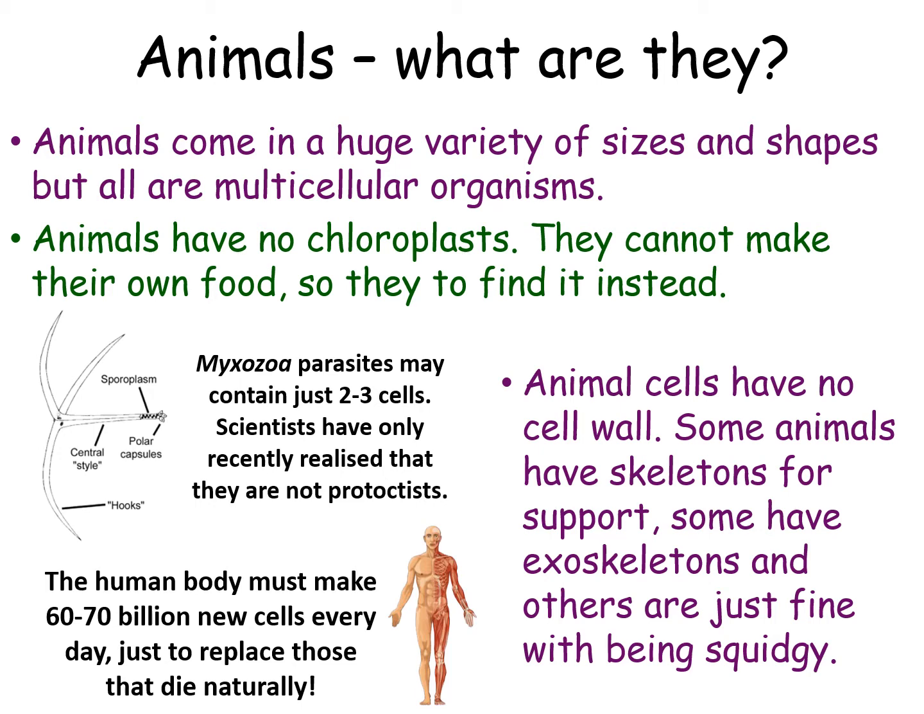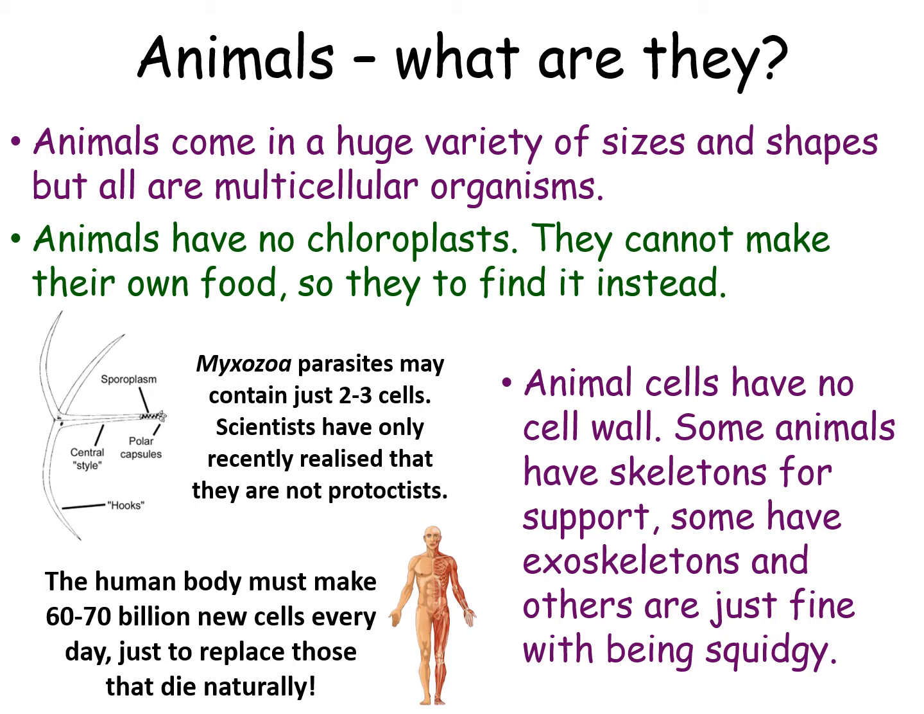That's called heterotrophic. They have to eat their own food to be able to produce energy. Animal cells have no cell wall. They obviously have a cell membrane to allow substances to come in and out, but they don't have a cell wall. Some animals have skeletons for support, whilst others have exoskeletons. So animals like crabs and many insects will have an exoskeleton on the outside of them to give them that structure, whereas others are just squidgy, things like jellyfish, and don't need any kind of skeleton or support system.